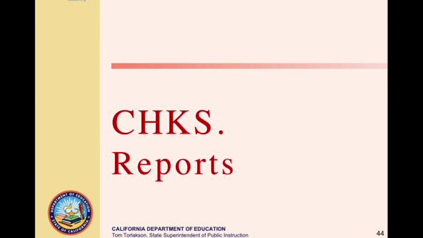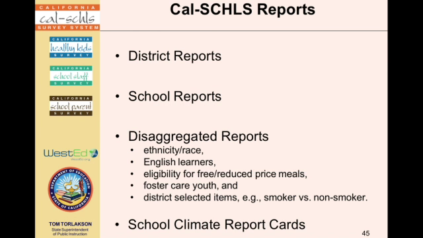So, the California Healthy Kids Survey reports. We get district level reports. We also get individual school level reports, and those get sent to each site. And then the reports are disaggregated, so it breaks it down by ethnicity and race, English learners, free and reduced lunch, foster care youth, and then other district selected items like smokers versus non-smokers. And using a number of responses from questions on the survey, they're able to produce a school climate report card.